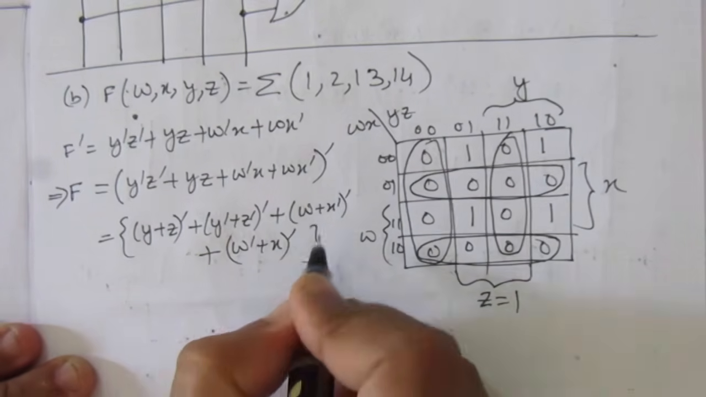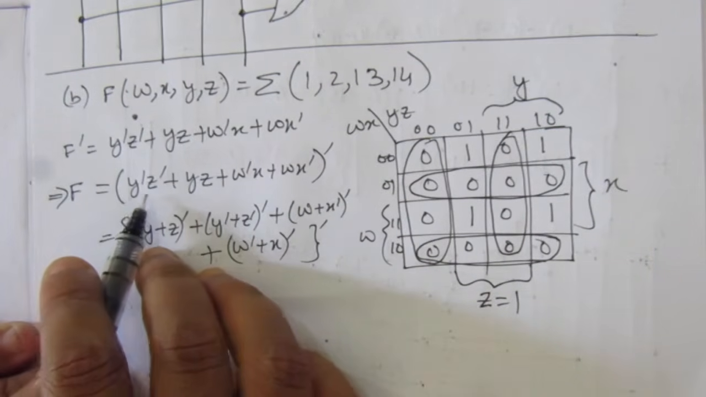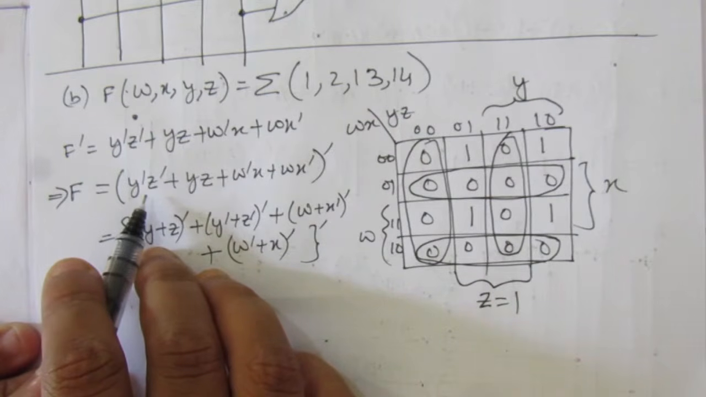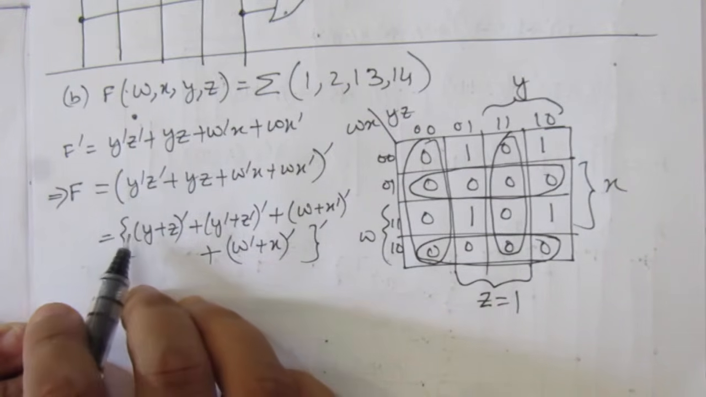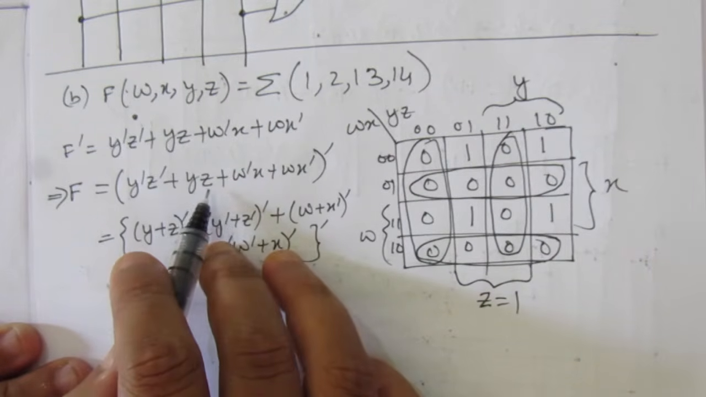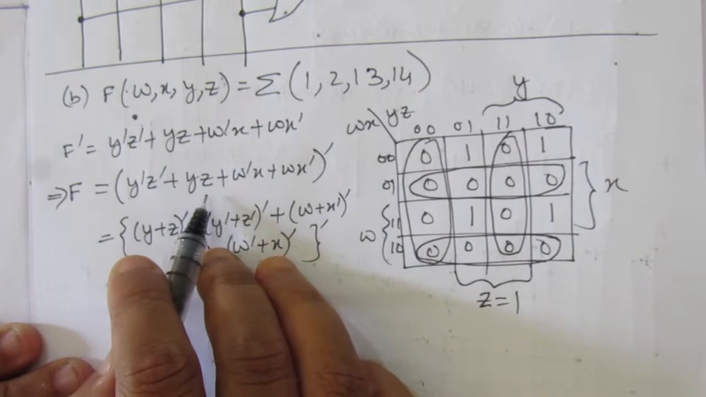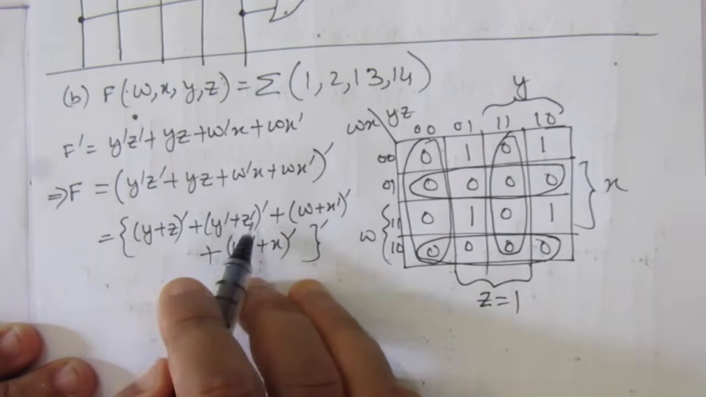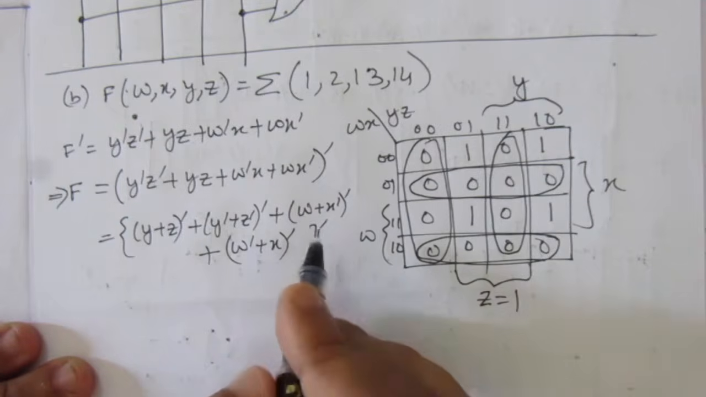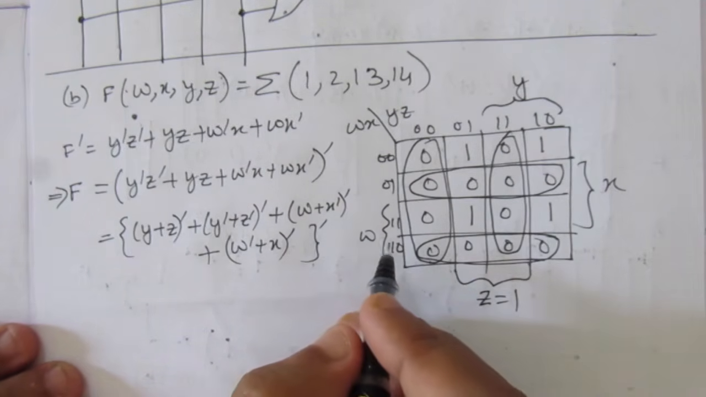And we have a complement here, because you can see that it is like A bar B bar, which using De Morgan's theorem we can write as (A plus B) whole bar. Similarly, if we assume that y bar is A and z bar is B, then we get (y bar plus z bar) whole bar, and similarly for the remaining two. So we got this expression.